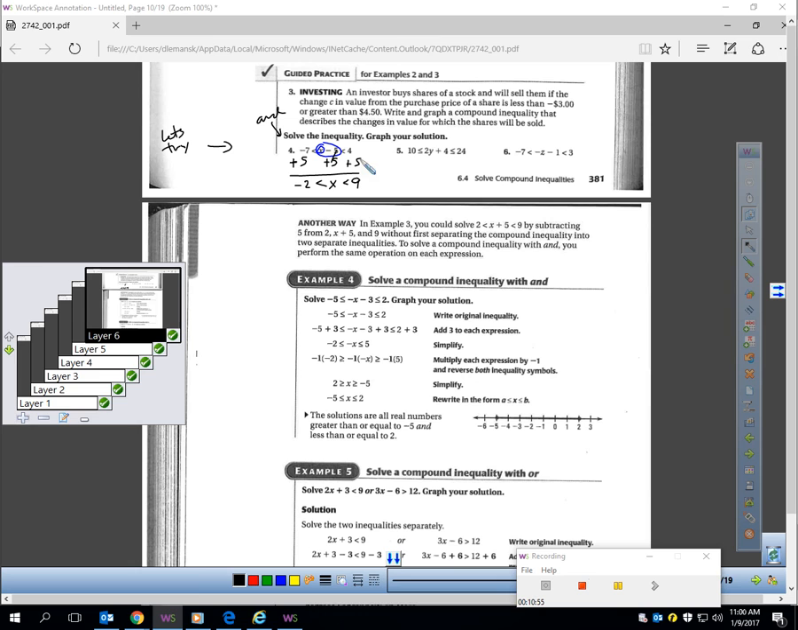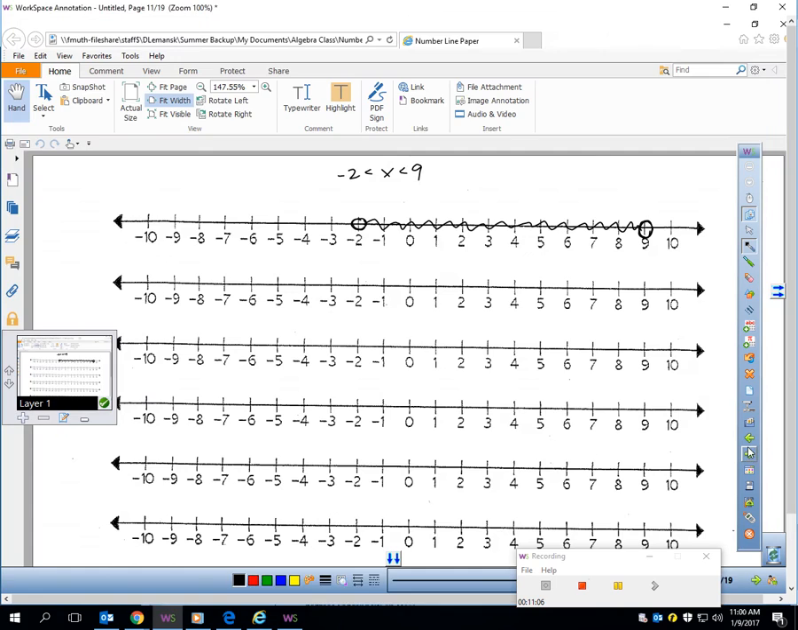They want me to graph it. So "and" means I'm combining these graphs together. I want the values that are greater than -2 but less than 9 at the same time. And there's a picture of that. Here are the values bigger than -2 but less than 9 at the same time.